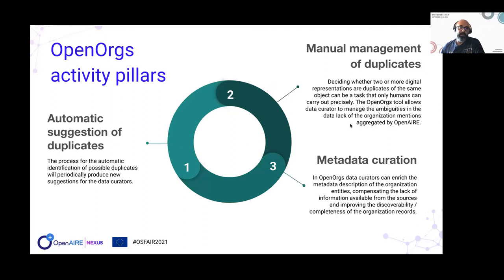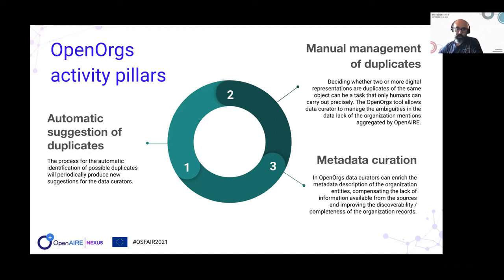These are the main activity pillars, the main areas of intervention that OpenOrgs supports. On one hand, we did not renounce the automatic suggestion of duplicates from the algorithm. This is useful because the amount of data is not tractable entirely with a manual approach, because we are talking about hundreds of thousands of organizations. So on one hand, we have these automatic suggestions that from time to time are produced by the system. This happens especially in response to large changes in the data that OpenAIRE aggregates, often following the addition of a new funder that brings in possibly new mentions of new research organizations that participate in the projects.